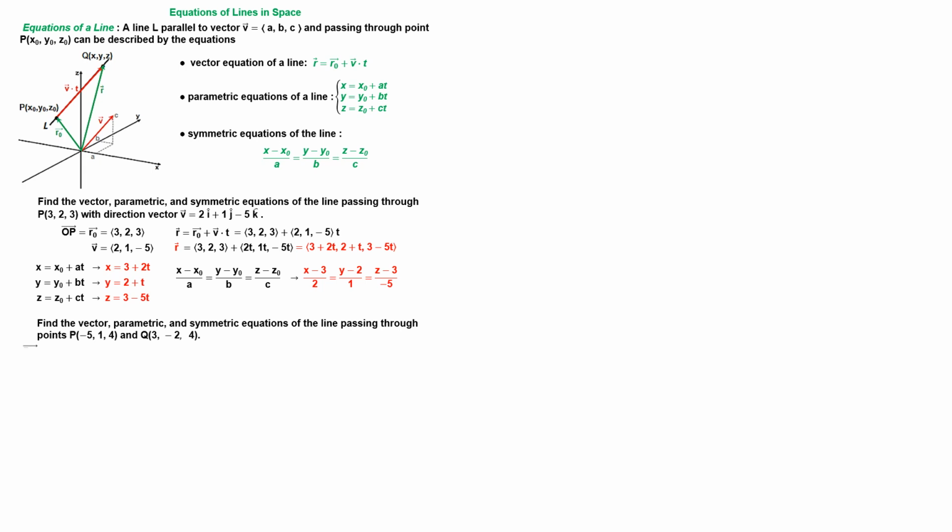First, we use the given points to find the direction vector of the line. Subtracting the coordinates of the 2 points gives the direction vector, which is: we can either set P or Q as the position vector r sub 0. So the vector equation is given as follows.